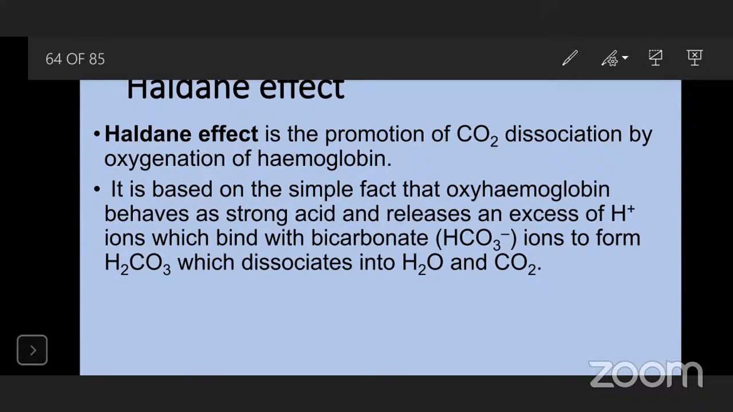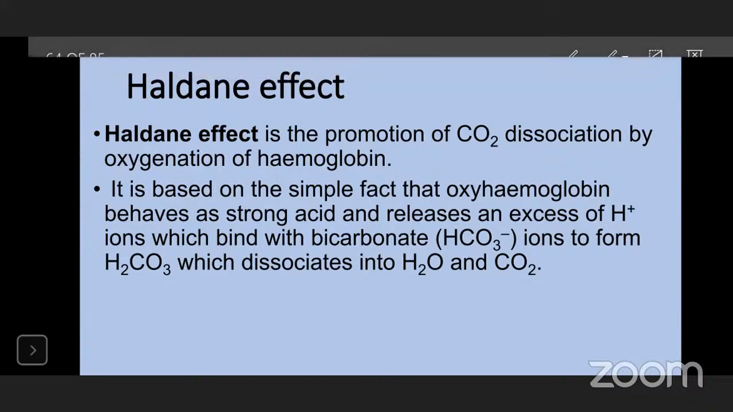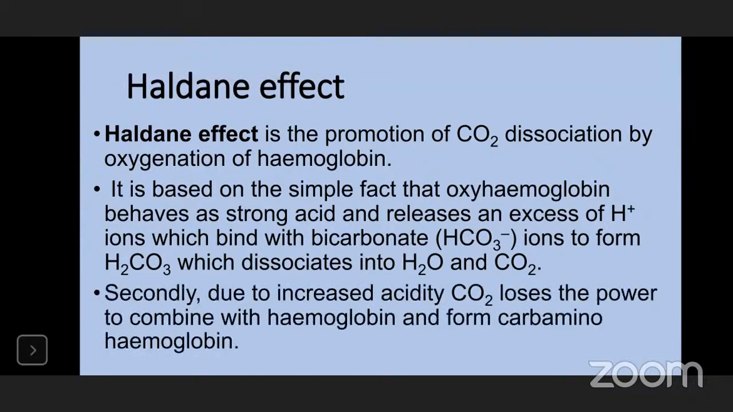It is based on the simple fact that oxyhemoglobin behaves as a strong acid and releases an excess of H plus ion, which will bind with the bicarbonate to form H2CO3. This H2CO3 will again dissociate into H2O and carbon dioxide. Also, due to increased acidity, carbon dioxide loses the power to combine with the hemoglobin to form carbaminohemoglobin.